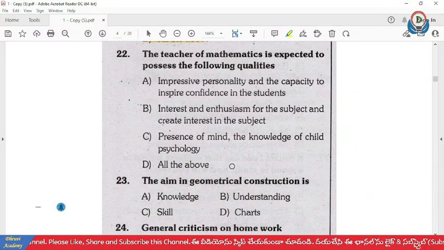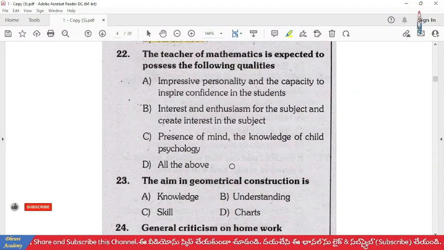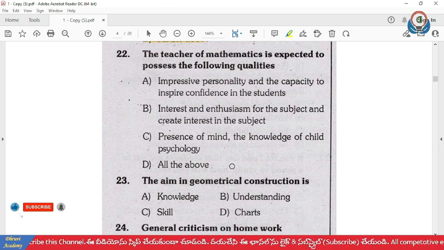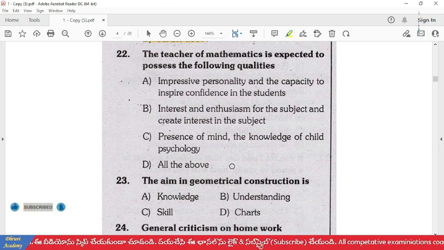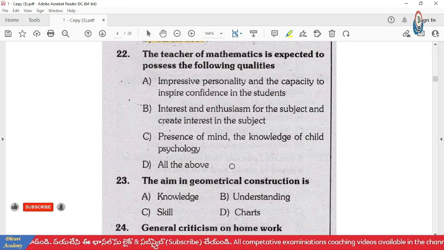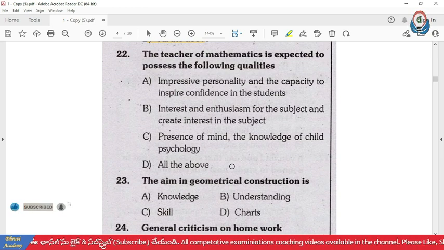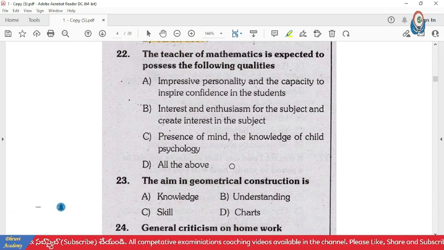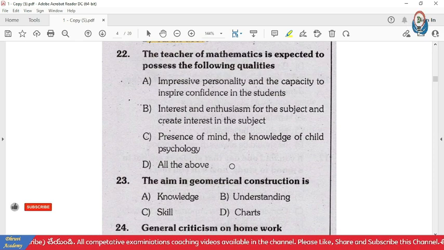The teacher of mathematics is expected to possess the following qualities. A. Impressive personality and the capacity to inspire confidence in the student. B. Interest and enthusiasm for the subject and the ability to create interest in the subject. C. Presence of mind, the knowledge of child psychology. Or D. All the above, which is the answer.